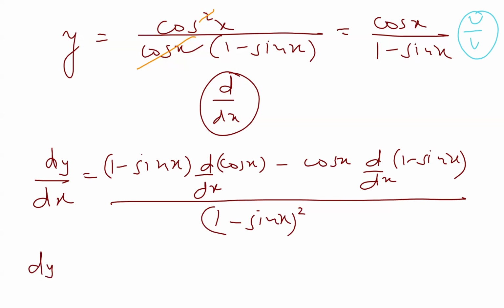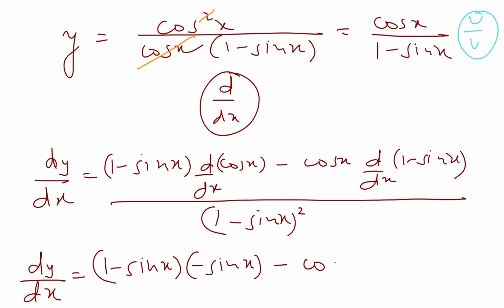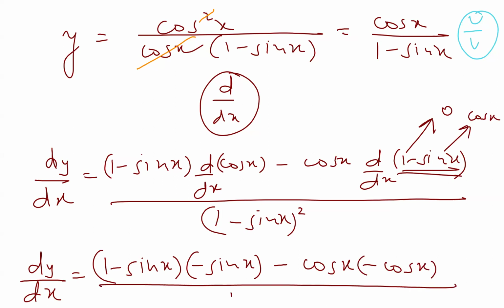So dy by dx is equal to 1 minus sin x into minus sin x. Derivative of cos is minus sin, minus cos x, derivative of 1 minus sin x. Derivative of 1 is 0. Derivative of sin x is cos x, but then there is a minus sign in between. So it will be minus cos x. Put a bracket, otherwise it will change the meaning completely. So brackets are very important.